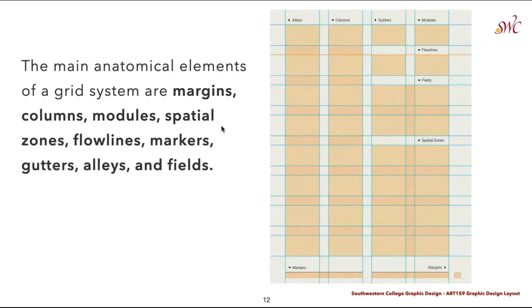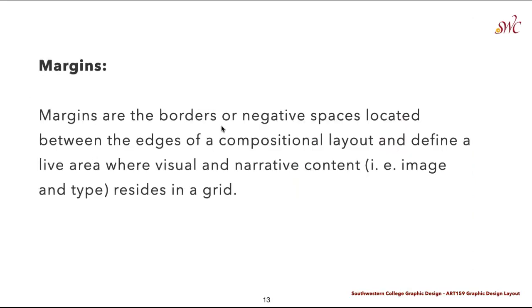The main anatomical elements of a grid system are things that we are going to be talking about throughout the entirety of this class, and will also be on the final exam in this class. So it's very important to have a clear understanding of the terminology that we use when we are referring to a grid and a layout. As you can see here, there are different elements such as margins, columns, modules, spatial zones, flow lines, markers, gutters, alleys, and fields. And all of these have very specific purposes within your design layout. And we're going to look at each one of these one by one.